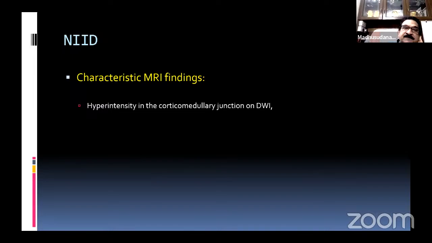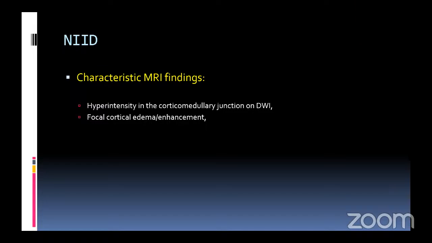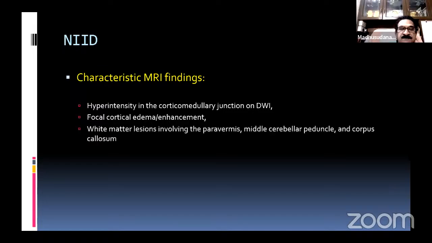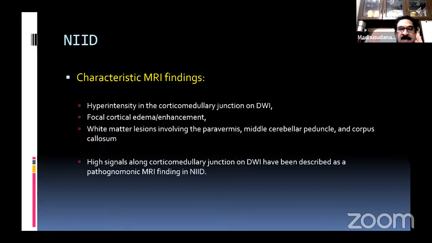And look at the characteristic MRI findings. Hyperintensity in the corticomedullary junction on DWI. Focal cortical edema and enhancement. White matter lesions involving the paravermis, middle cerebellar peduncle, and corpus callosum. High signal at the corticomedullary junction on DWI has been described as a pathognomonic MRI finding of NIID.